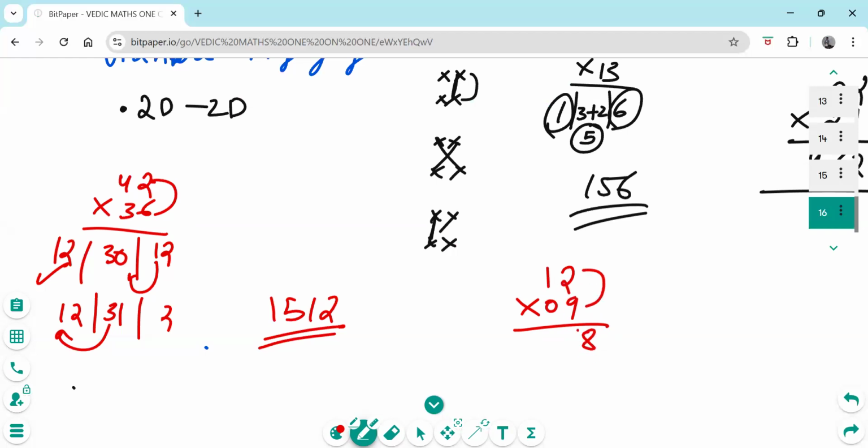9 times 2 is 18. 9 times 1 is 9. That is 0 in itself, 9. Then 0 times 1 is 0. Now, if you bring this 1 over here, this will become what? 10. Now this 1 over here, so 108, that's how we get it.